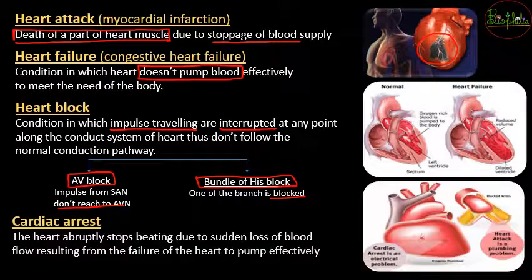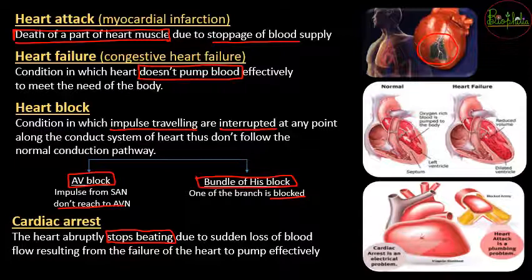Next term आता है that is cardiac arrest. अब cardiac arrest क्या होता है? Cardiac arrest is going to be a condition wherein the heart is going to suddenly stop beating. Now when it suddenly stops beating, what is going to happen? There is going to be loss of blood flow, and because of that loss of blood flow to the heart, the beating or the pumping of the heart is going to stop suddenly.